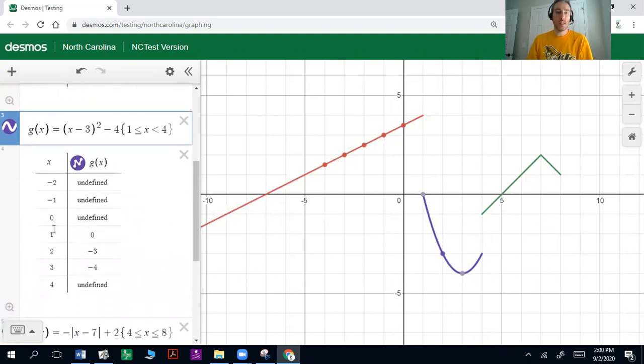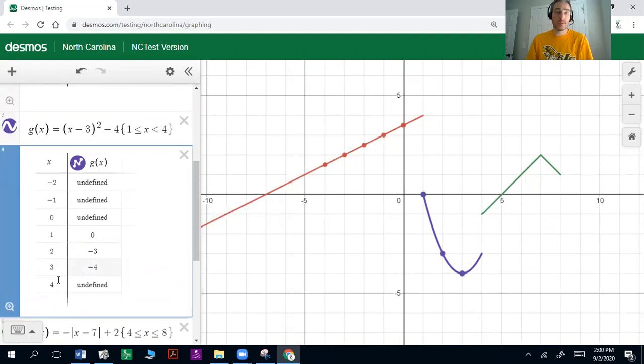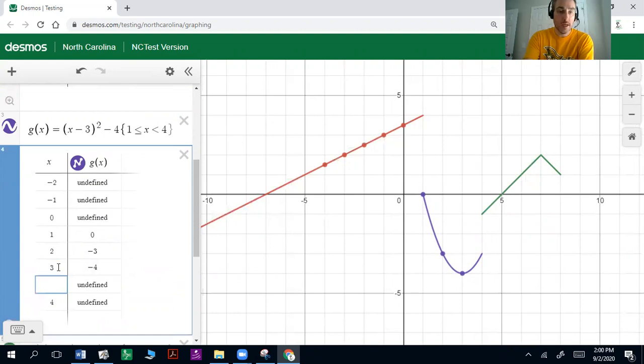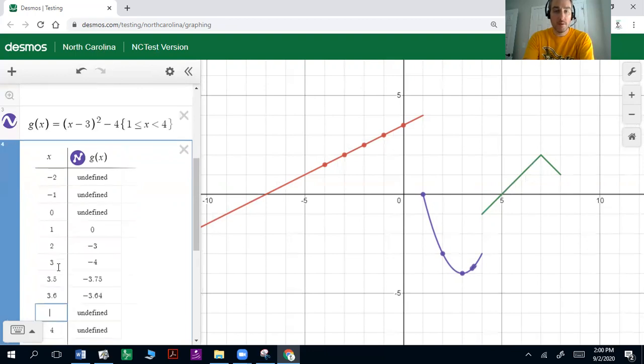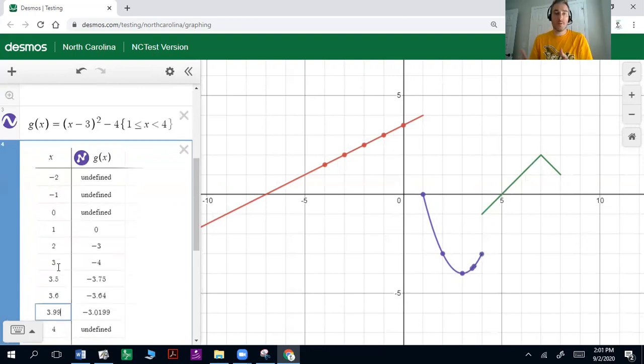So anything greater than or equal to 1, but less than or equal to 4. In fact, you could even go between them. So you could say like 3.5, right? And that's going to give you a value. You could say like 3.6, 3.99 even, right? But as soon as you hit 4, it's going to say undefined.